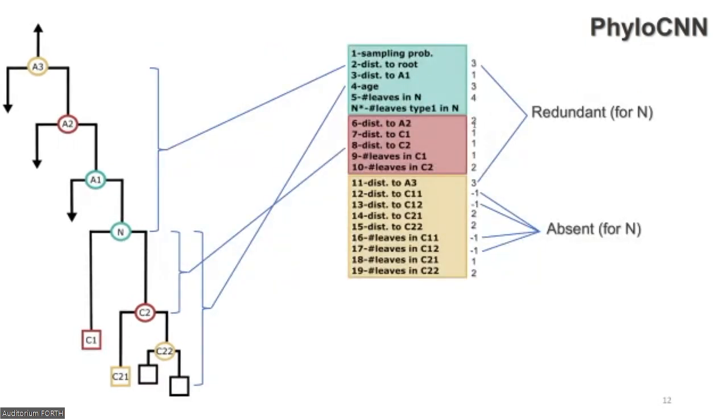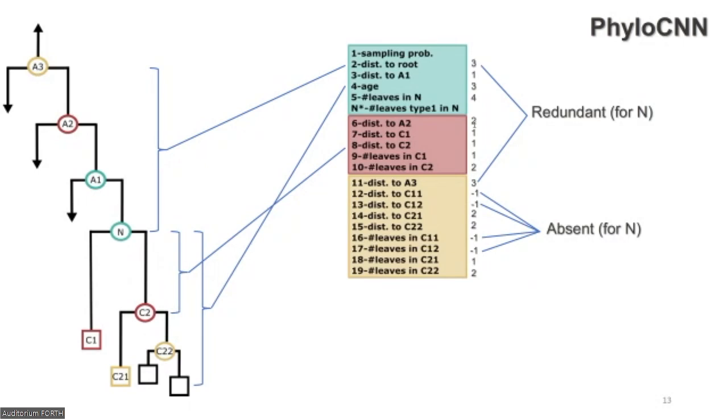So let's take an example of how it works. Looking at node N again, we have the sampling probability, the distance to the root. In this case, the root is here. Let's assume that each branch length is 1. So the root is 1, 2, 3, so the value is 3. Distance to A1 is just 1.